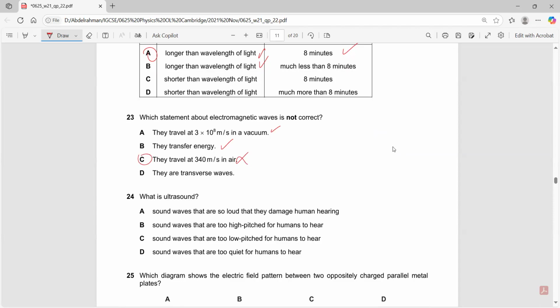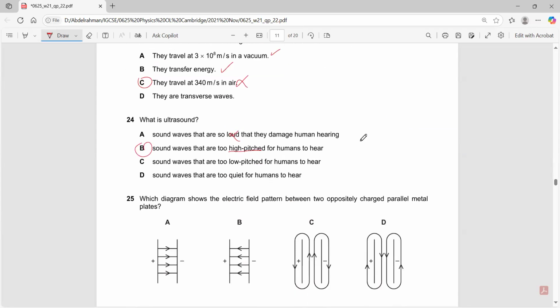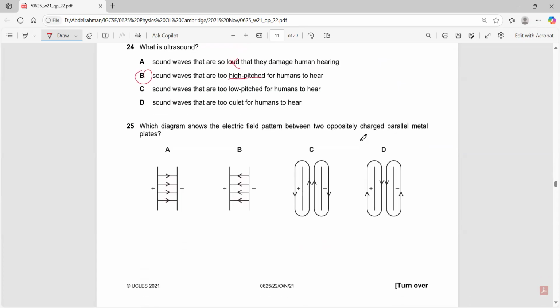What is ultrasound? Ultrasound, waves that have a frequency much higher. Waves that are too loud? No, too high pitched. Yes, too high pitched. Which diagram shows the electric field between two oppositely charged plates from positive to negative? So A.